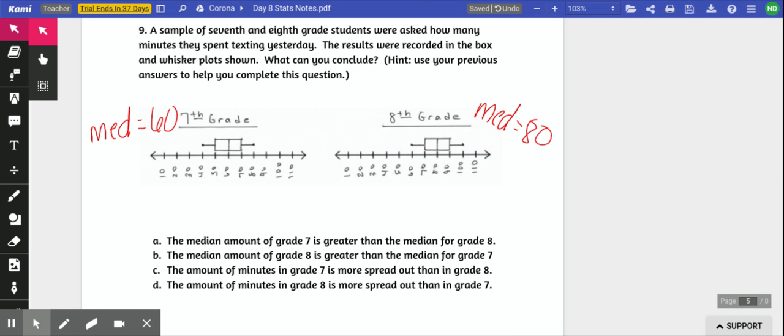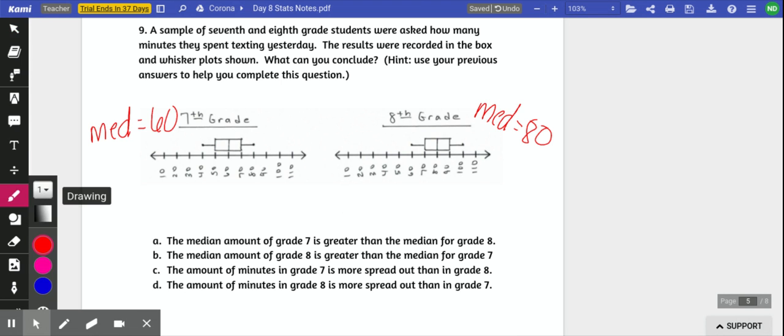Choice A says the median amount for 7th grade is greater than the median for 8th grade. Well, that's not true because 60 is not greater than 80. So that is not correct. Choice B says the median amount for grade 8 is greater than the median amount for grade 7. Well, that is true because 80 is greater than 60. So right now, my answer choice is choice B.